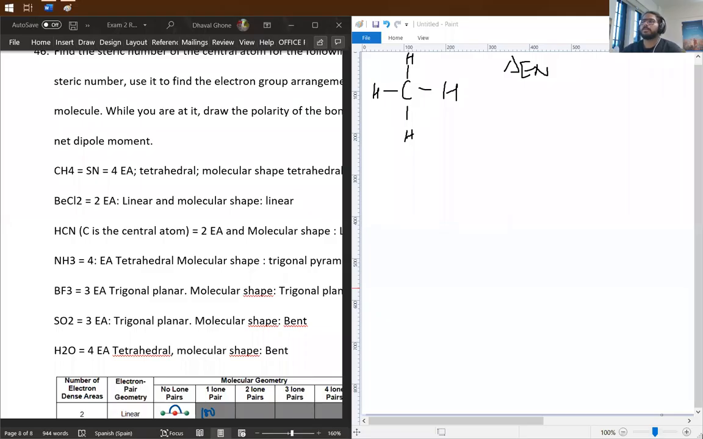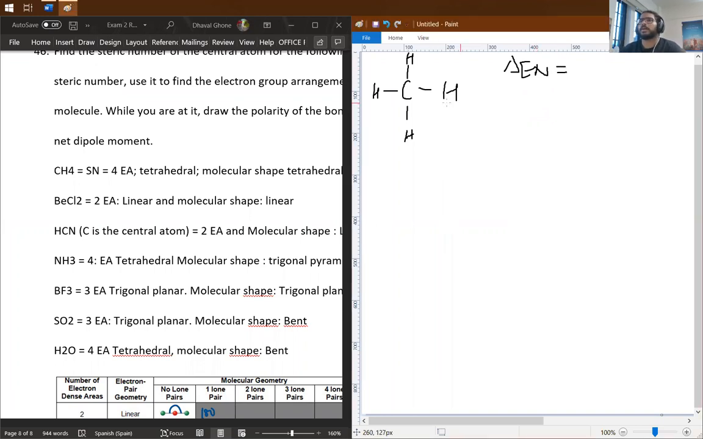Okay, so I've pulled up the chart for electronegativity. It's in the lecture slides, so you can refer to that. Carbon has an electronegativity of 2.5, hydrogen is 2.1. So 2.5 minus 2.1 gives you 0.4. So it is greater than 0, right? So there'll be a dipole moment towards the more electronegative atom, which is carbon.